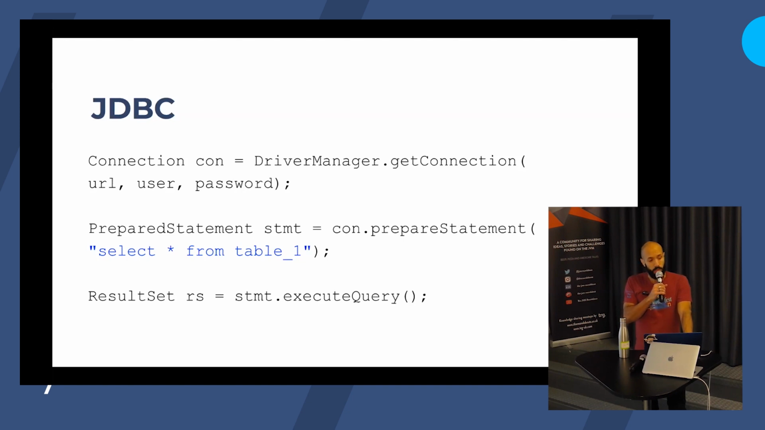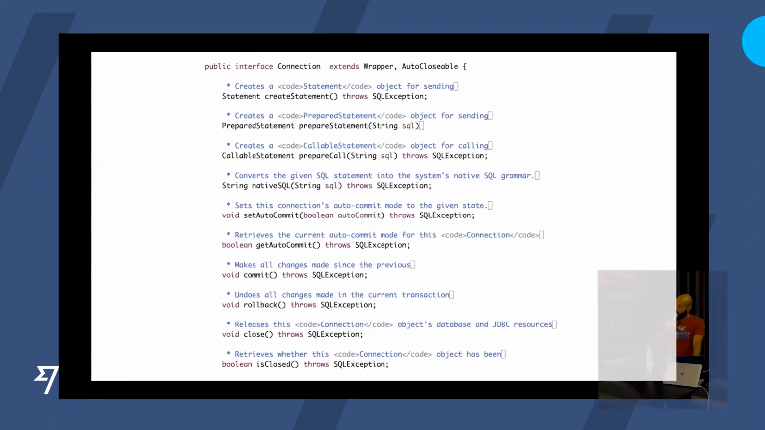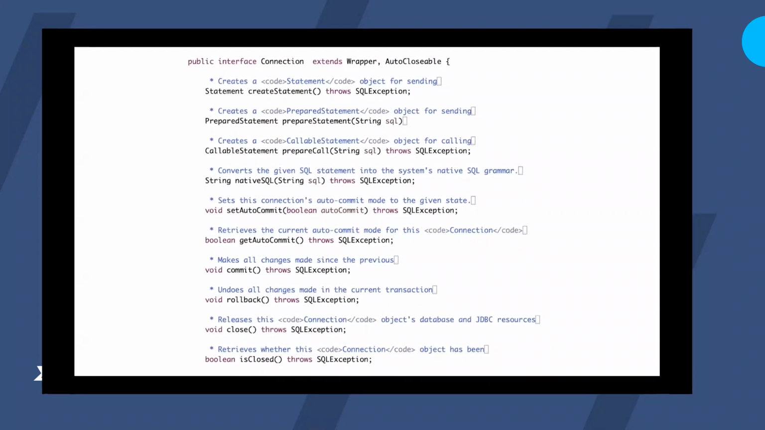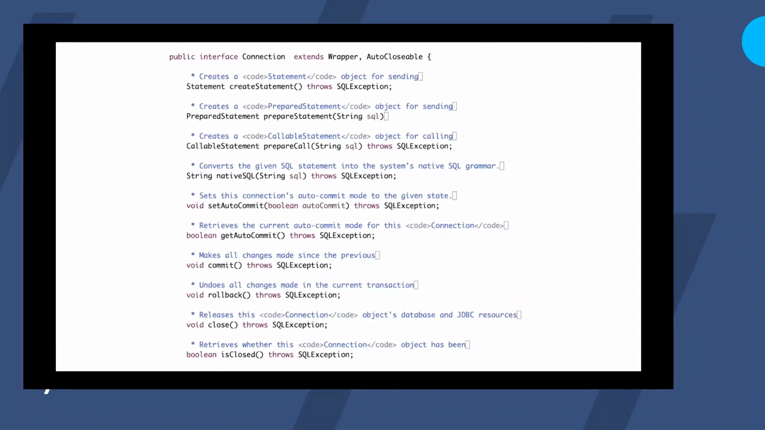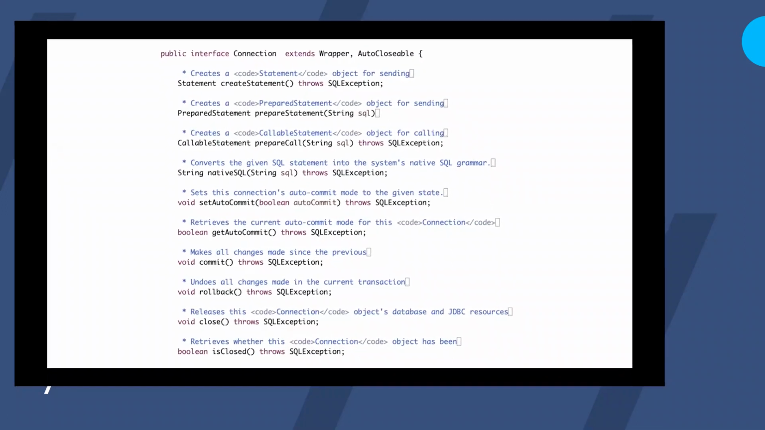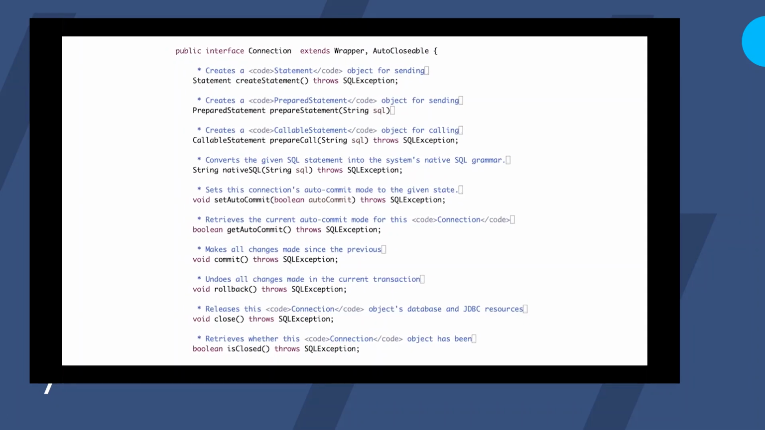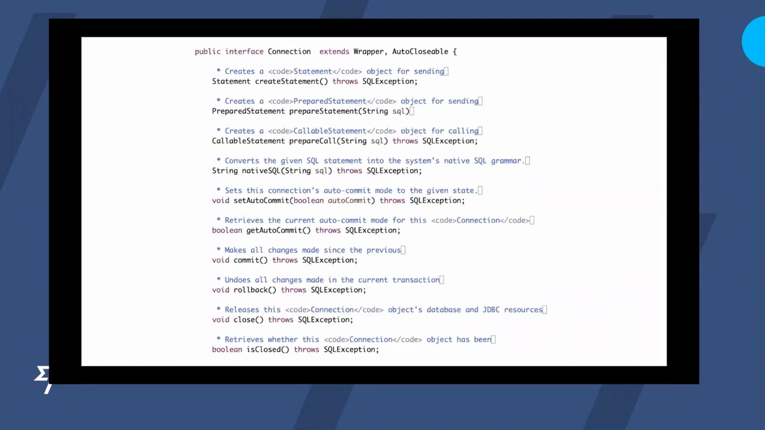There's just one important thing to say here, right? JDBC is blocking by definition, right? And why is that? Because if you look at the interface that defines a connection, we have statements, we have prepared statements. We have the object per se every time that we execute something. So far, so good. It is what it is. That's how JDBC works, right? Fair enough.